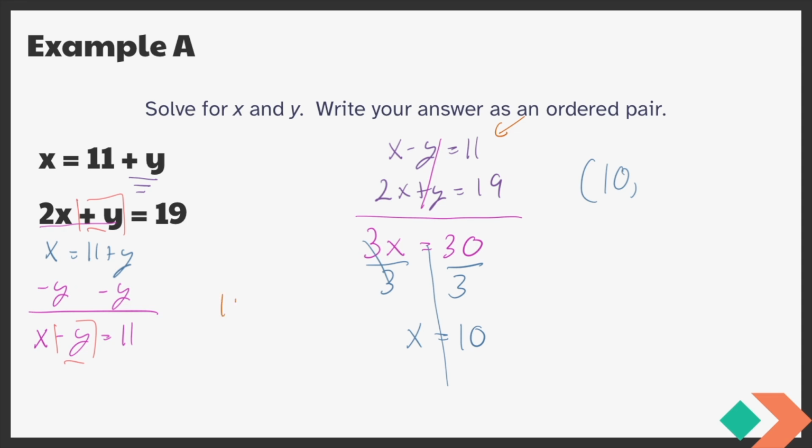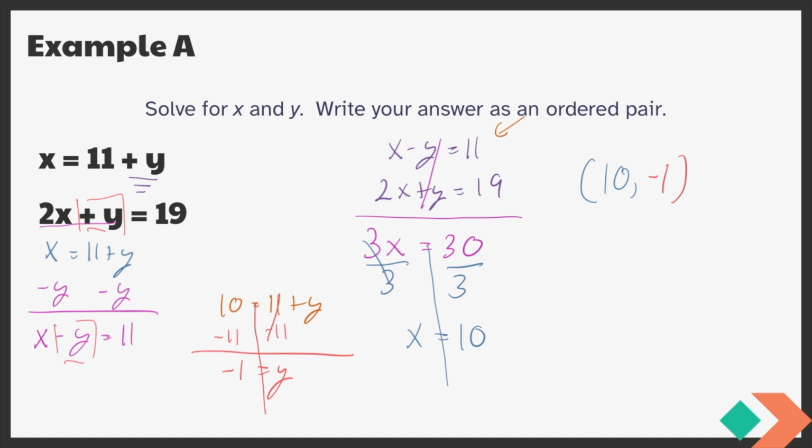So I'm going to have 10 plug in for x in x equals 11 plus y. So now I've got a one-step equation. I'm going to draw my wall, subtract 11 from both sides. These are going to cancel. I'm going to get negative 1 is equal to y. So that's the other number in my ordered pair. And I'm done with this problem.